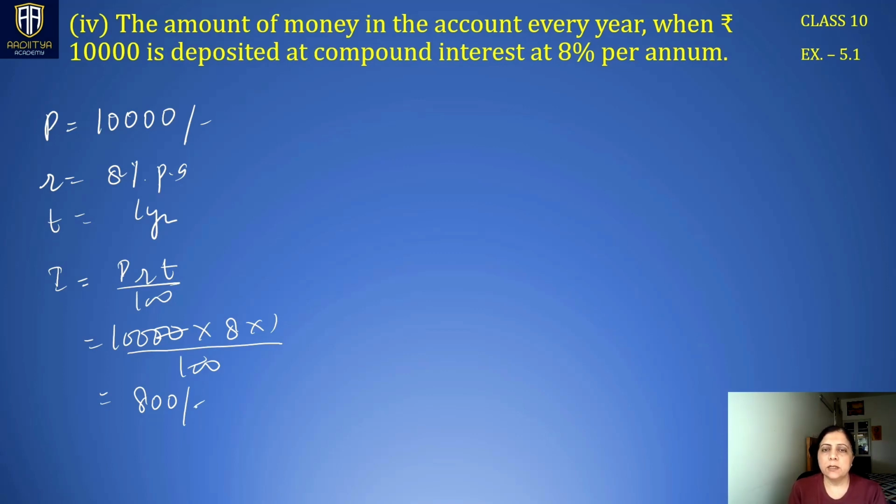But if it is a case of simple interest, it is a multiple of the number of years times the interest of 1 year. So interest for 2 years will be 1600, interest for 3 years will be 2400, and so on. Simple interest is simply a multiple of the interest of 1 year by the number of years.